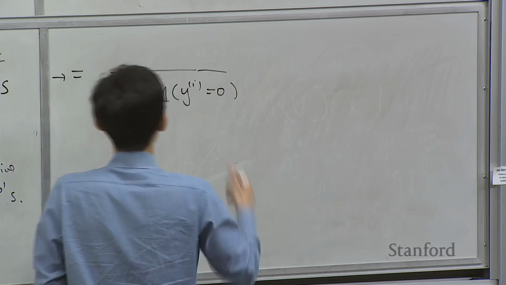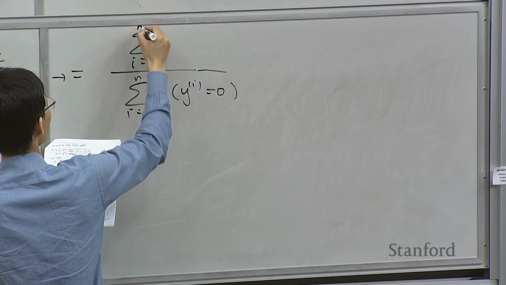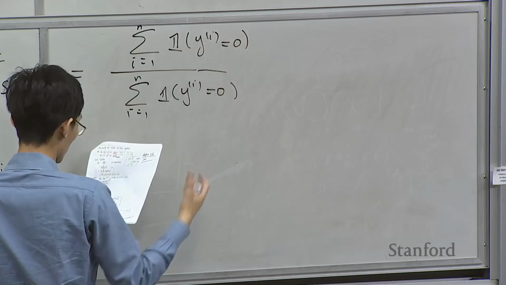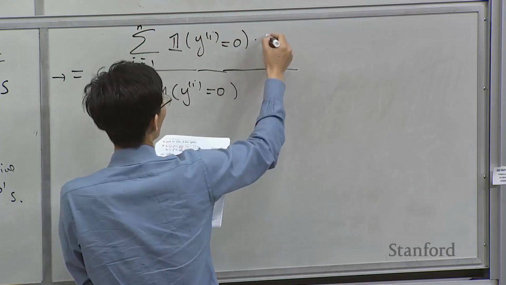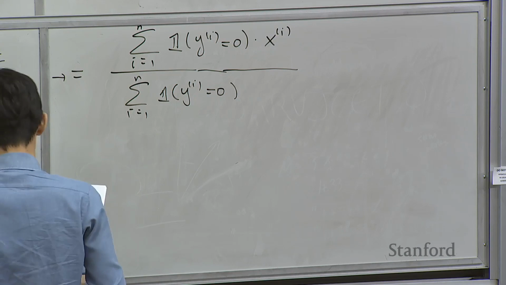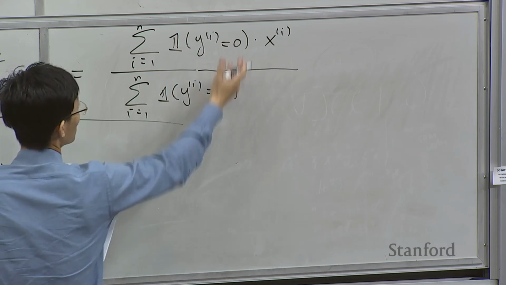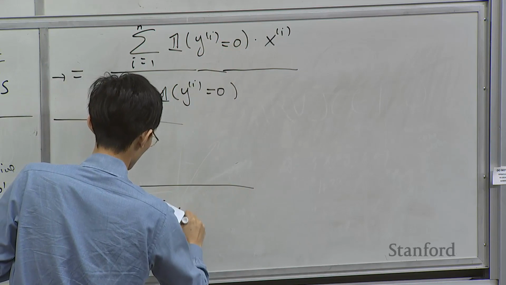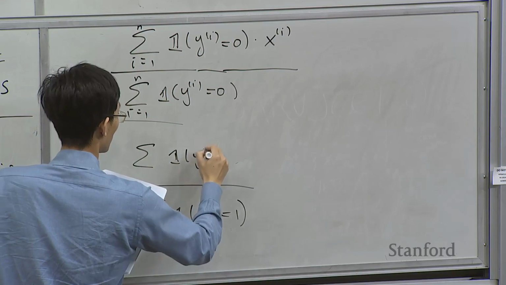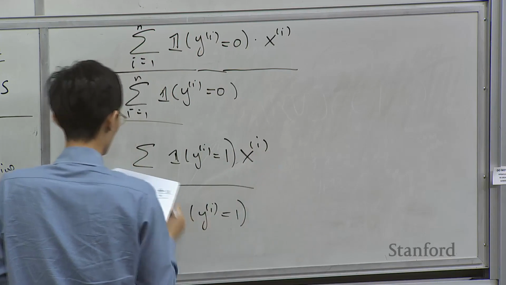And then the numerator can be written as the sum of the indicator of yi equals 0. So you first have this indicator only selecting those examples that are negative, and then you multiply xi. For the second part, mu1 is the same. You just replace 0 by 1. So you select all the positive examples and you multiply xi.